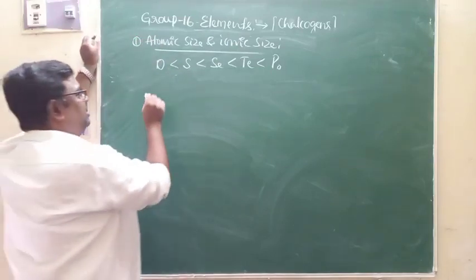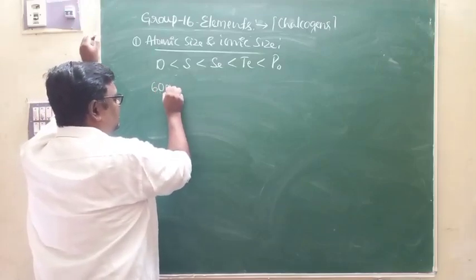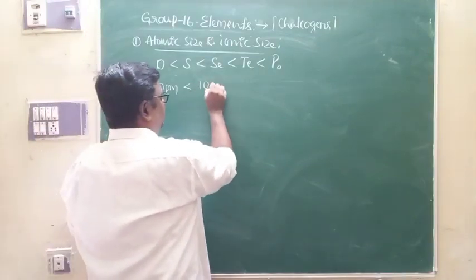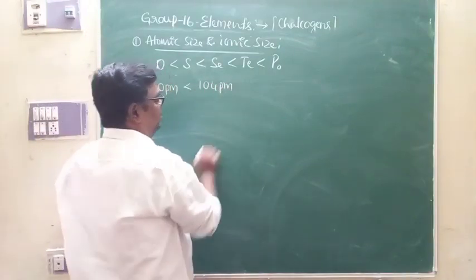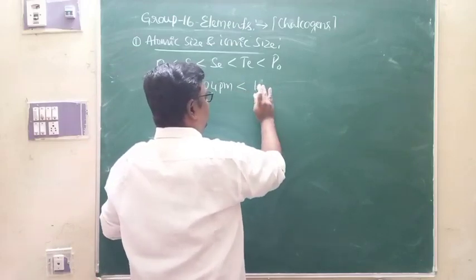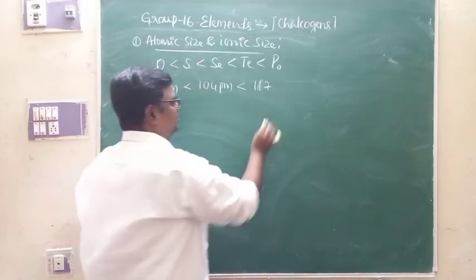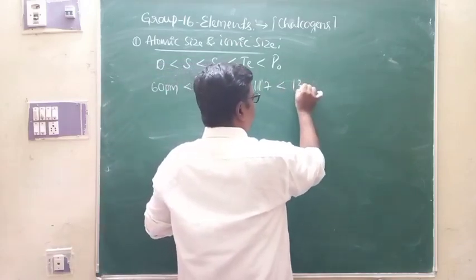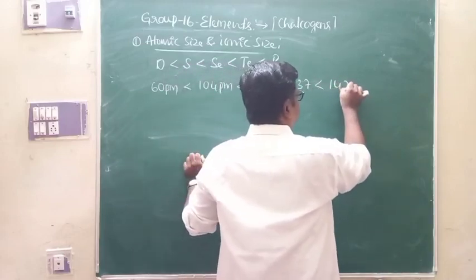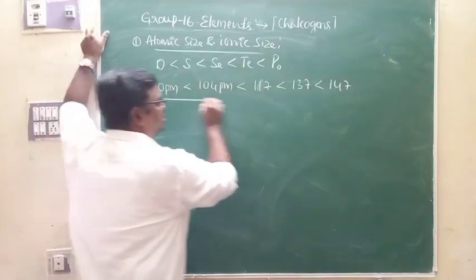But one interesting observation here is, look at the atomic size variation. This is 60 pm in the case of oxygen, and of course it is less than 104 pm in the case of sulfur. It is around 117 in the case of selenium, 137 in the case of tellurium, and 147 in the case of polonium. No doubt, atomic size increases.